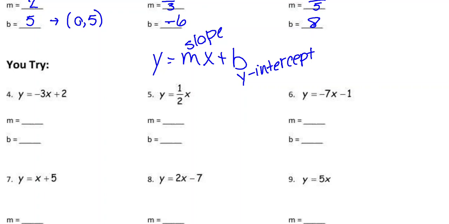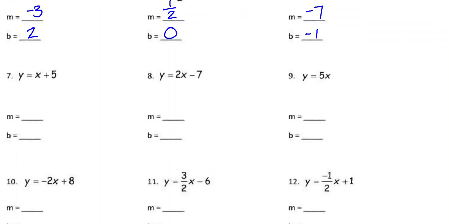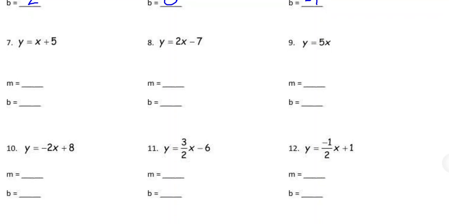So for this one, your slope was negative 3, your y-intercept was 2. For number 5, your slope should have been a half, and you didn't add anything here, so your y-intercept is 0. Your slope for number 6 was negative 7, and your y-intercept is negative 1. So go ahead and try the rest of those on that page, and unpause when you're ready to see your answers.